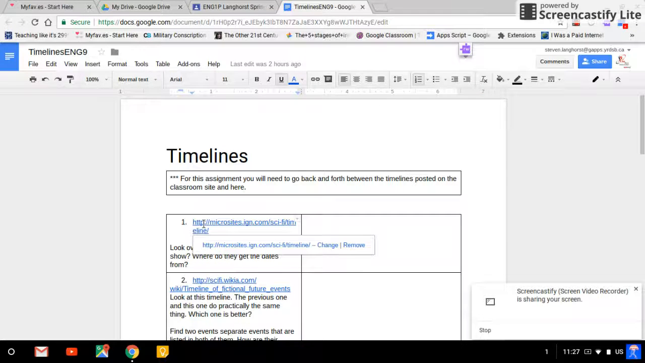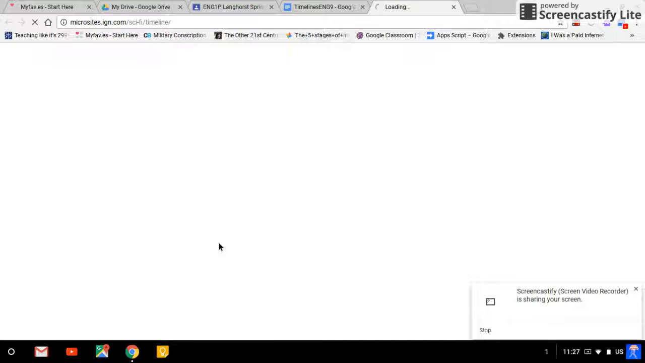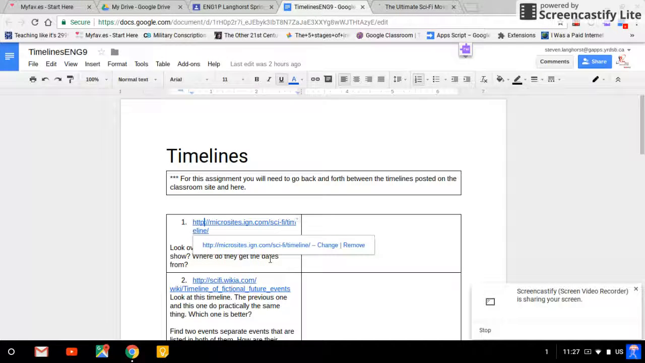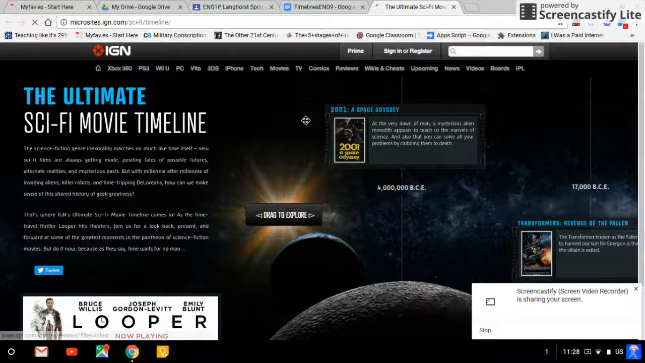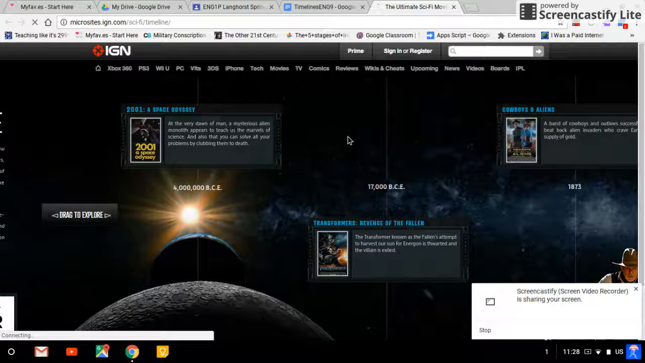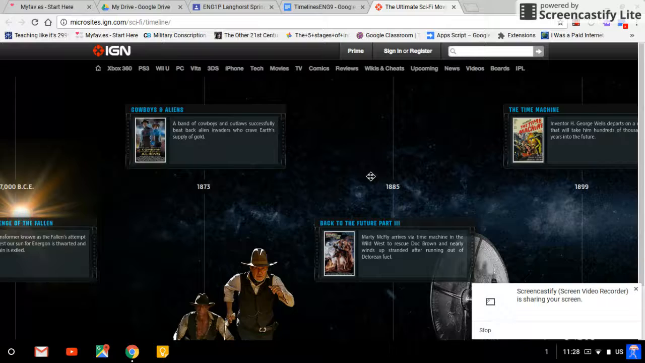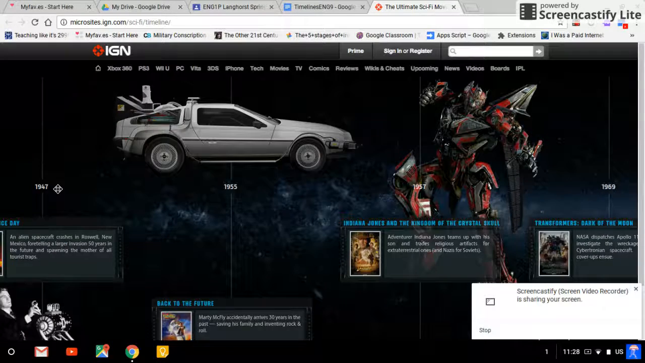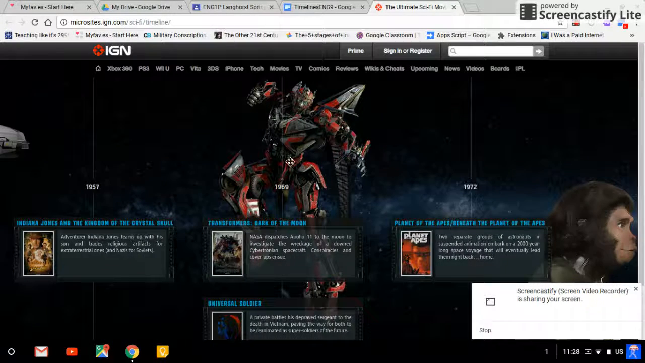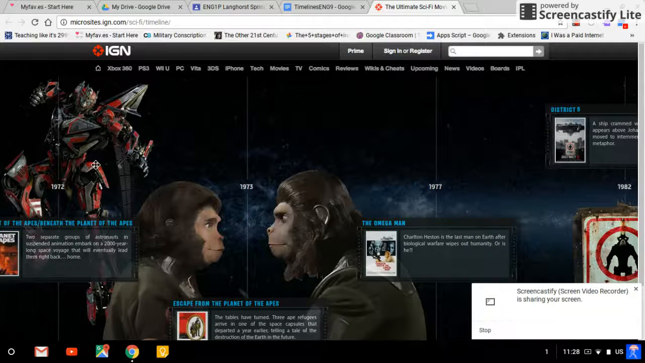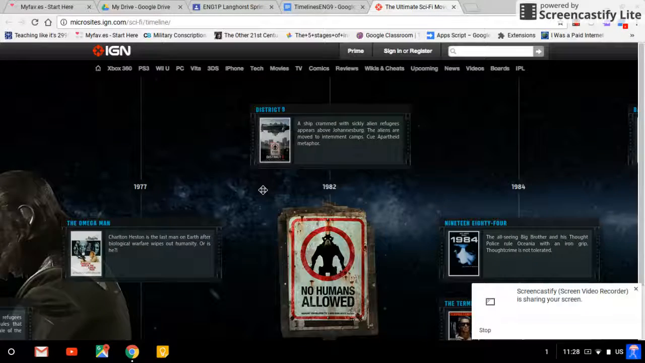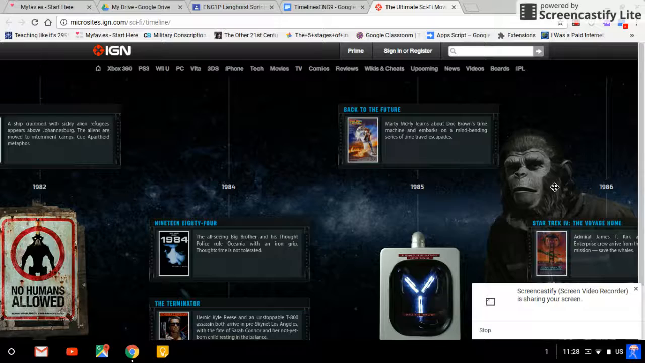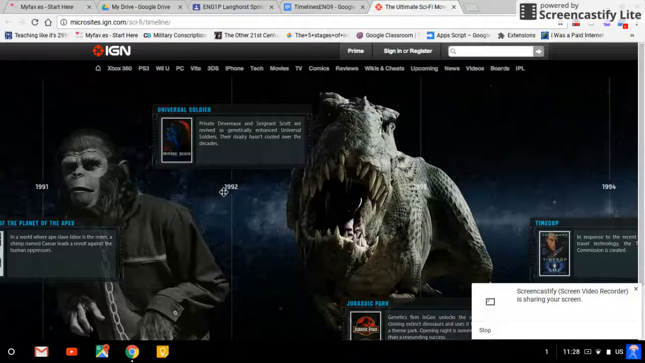So you will need to go back and forth between these timelines and the answer space. These ones here, what you can do is you click on it and open the timeline. The question for the first one is look over the timeline. What does it show and where do they get the dates from? So you're going to get an interesting one here. It's a series of timelines, a series of movies. It's mostly science fiction movies, and it uses dates that are fake dates.